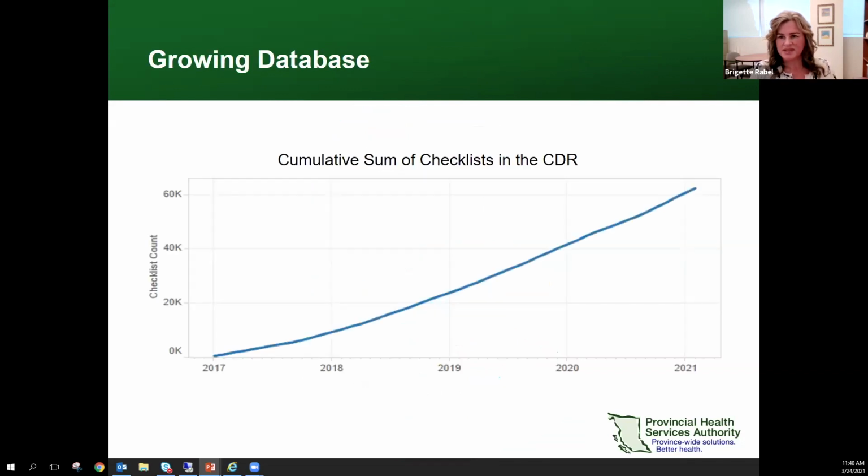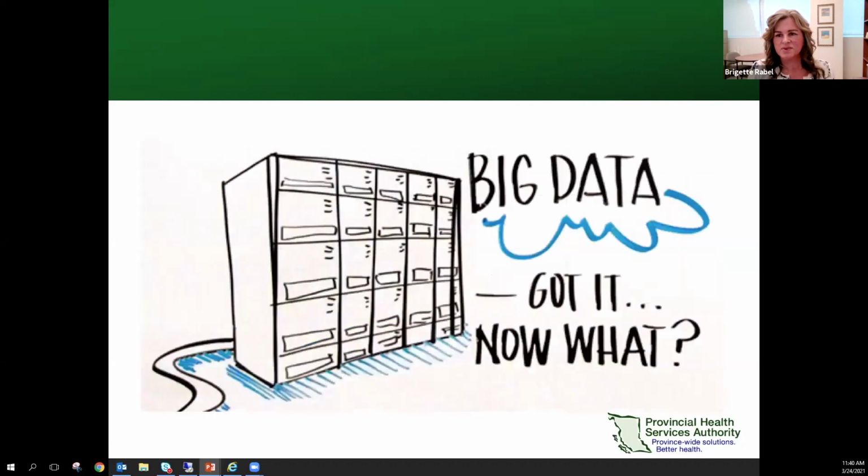This graph shows that since the implementation of the CDR, the number of synoptic reports is growing steadily. We currently have data on over 65,000 individual synoptic reports associated with over 55,000 patients. So we were collecting vast amounts of discrete data very quickly, but at the beginning, we didn't know how best to put it to use.